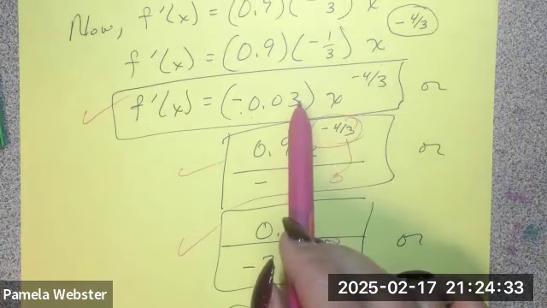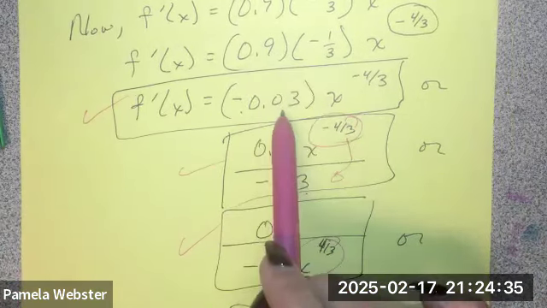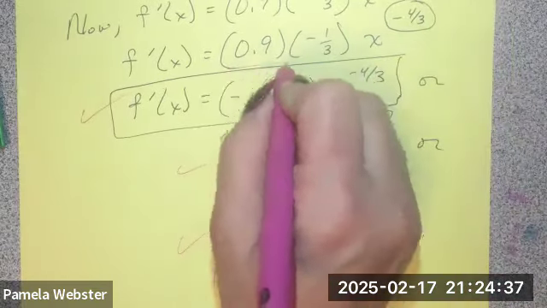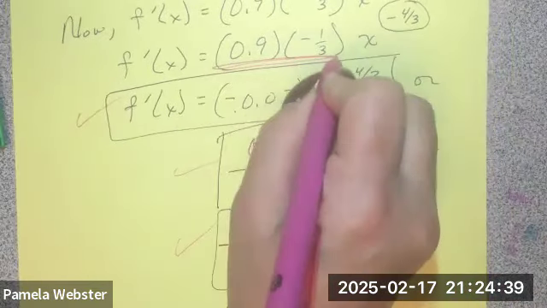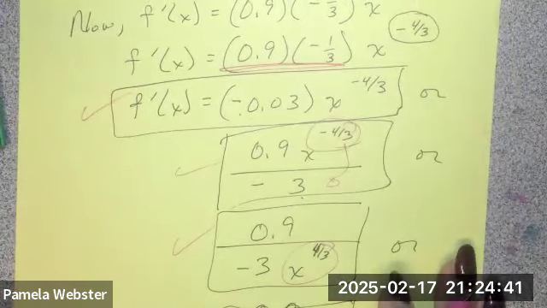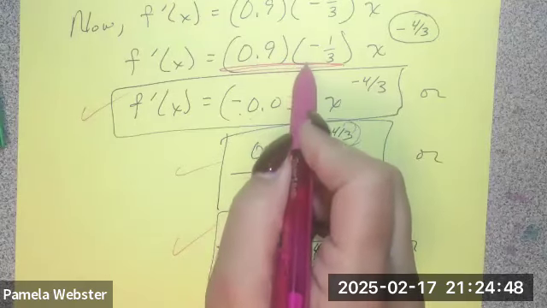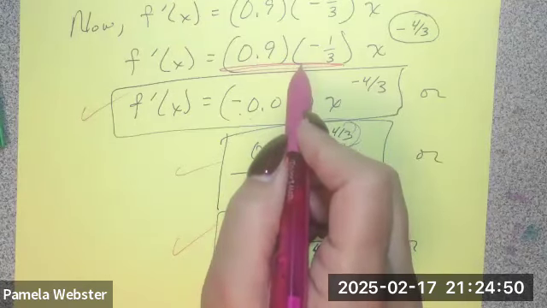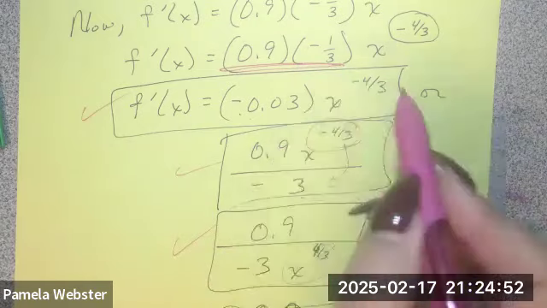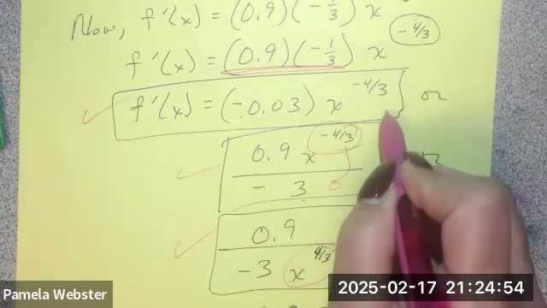So I'm okay with this -0.03. I'm not okay with this 0.9 times -1/3. You can simplify that a little bit. So go ahead and do that. If you left it like this, you'd probably lose 1 point on a test. So it's not a huge amount, but those points do add up. This is what for sure I wanted to see.